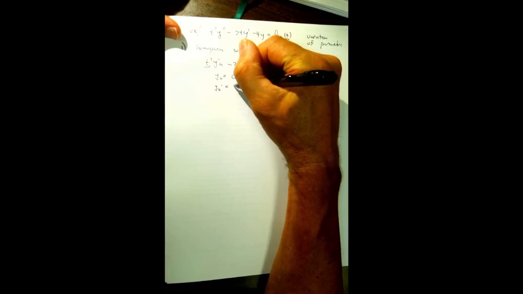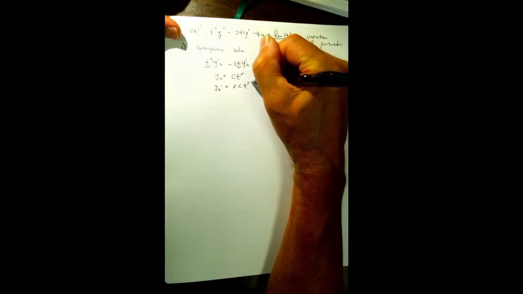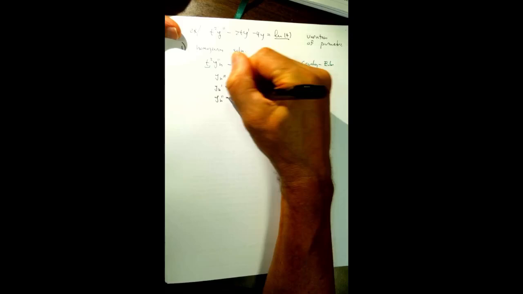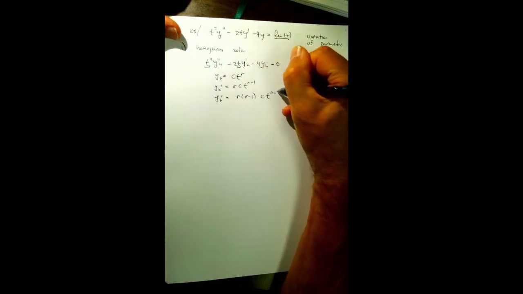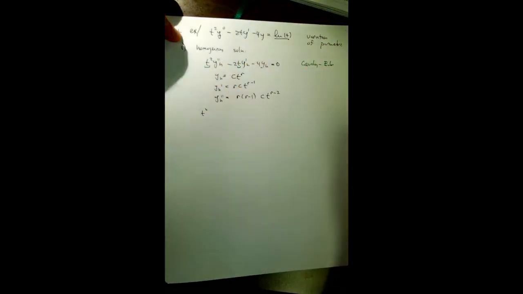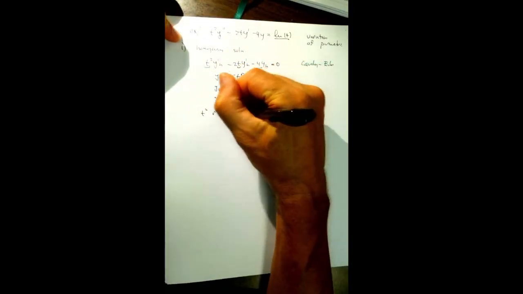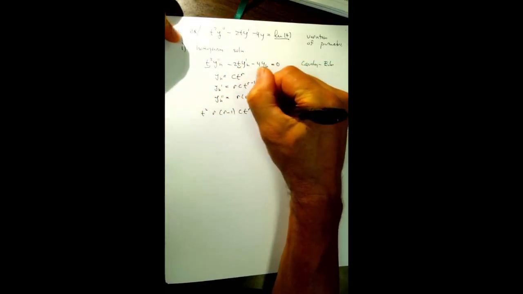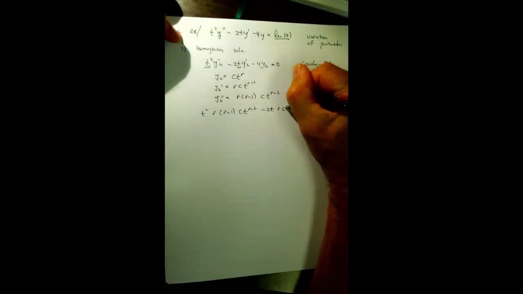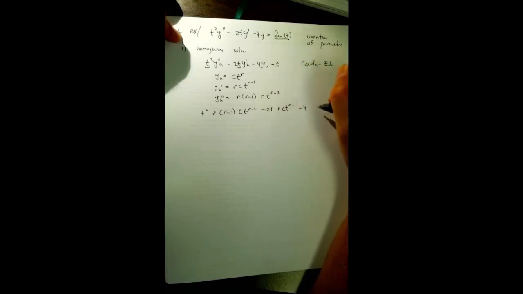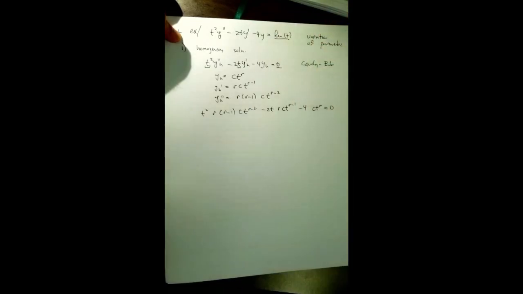So to do that, I need to take two derivatives. So the first derivative is going to be rc times t to the r minus 1. And the second derivative, I'm going to bring the r minus 1 down, so I get r times r minus 1 ct to the r minus 2. I plug this into the homogeneous equation. So t squared times the second derivative of the homogeneous solution is r times r minus 1 ct to the r minus 2, minus 2t times the first derivative, which is rct to the r minus 1, minus 4 times the homogeneous solution, ct to the r, is all equal to 0.